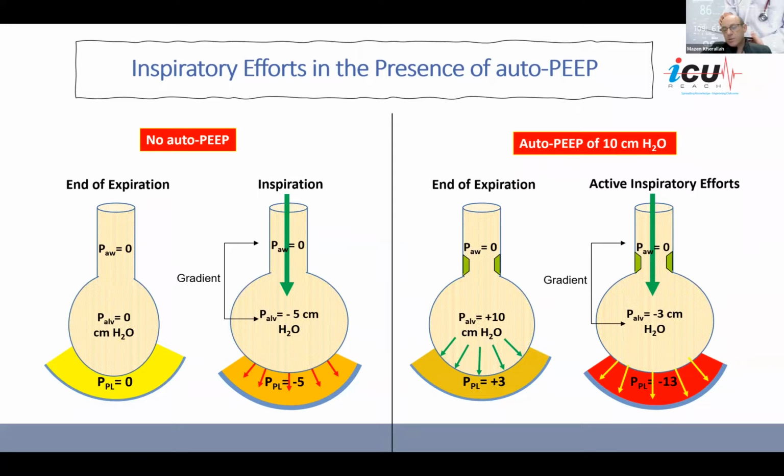Now this is expiration. Now you go to inspiration. In inspiration, the machine delivers the breath. And when it delivers the breath, I'm not talking about a spontaneous breath now, I'm talking about an active ventilator breath. The plateau pressure will extend the alveoli. And the plateau pressure minus the intrathoracic pressure will be the transpulmonary pressure.